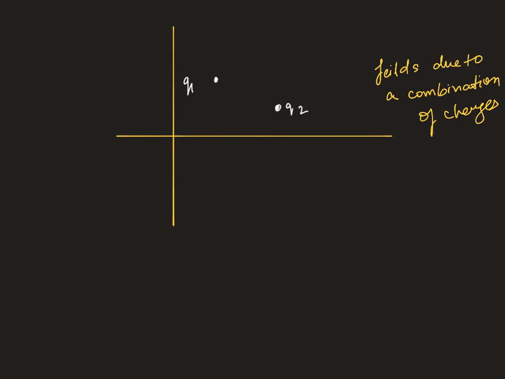So let's consider this combination here. This is x-axis, this is y-axis, and we have two charges. And let's consider a point P someplace. This is point P. Now, if we find out field due to Q1 at point P, it will be something like this. If we find out field at point P due to Q2, it will be something like this.